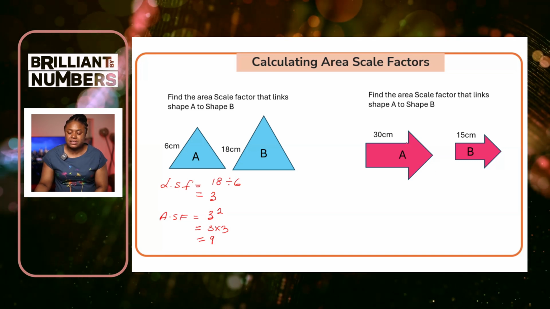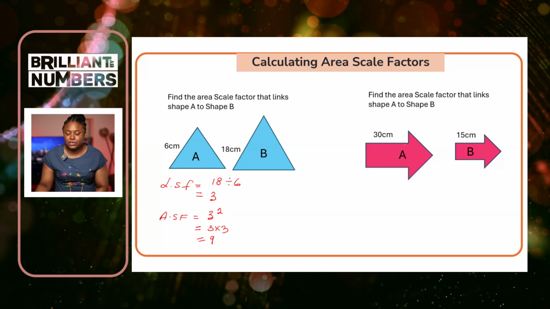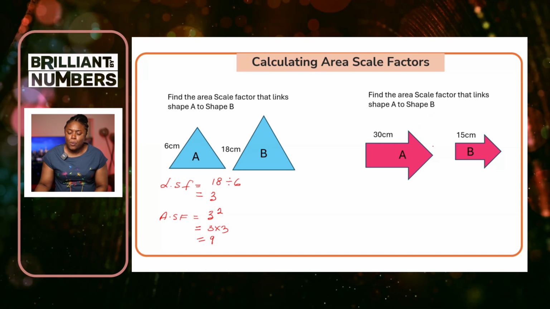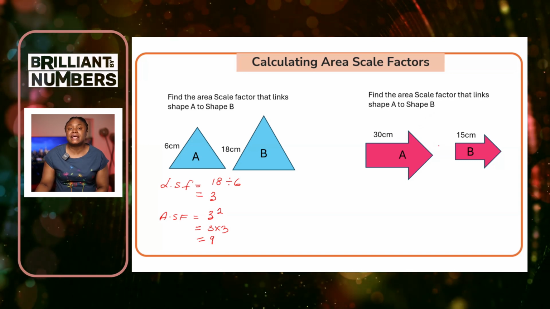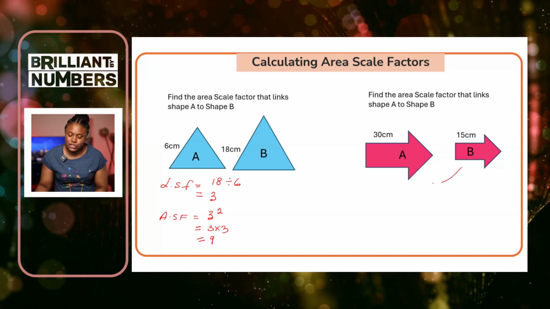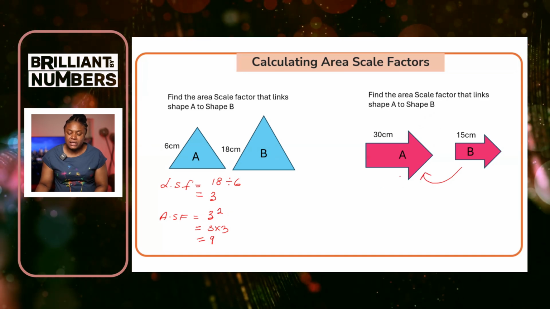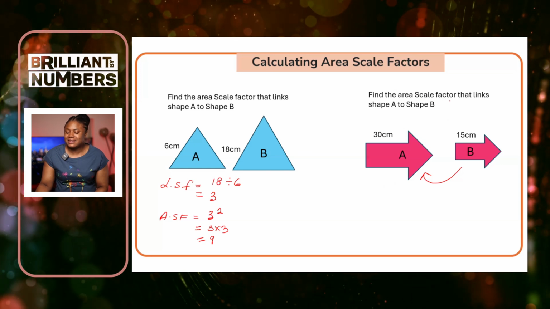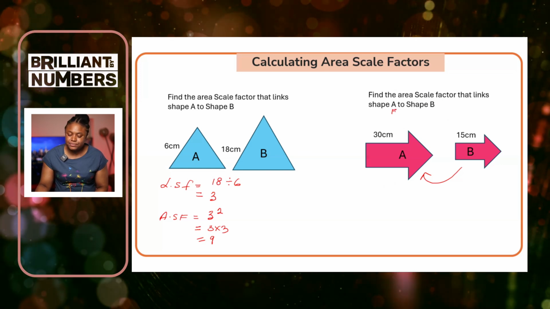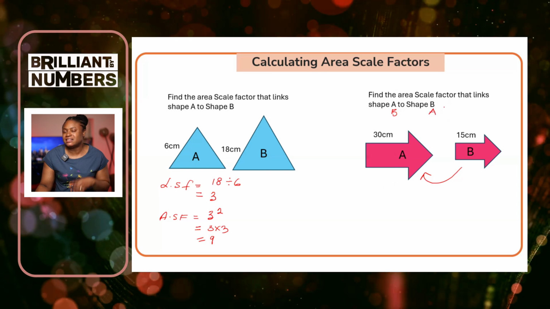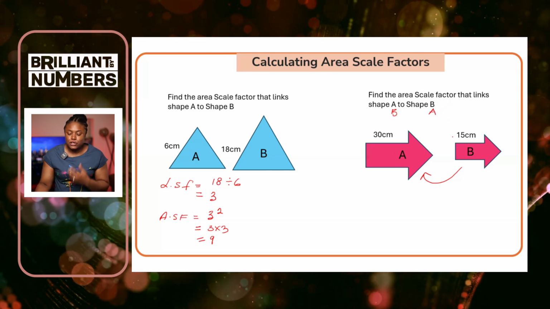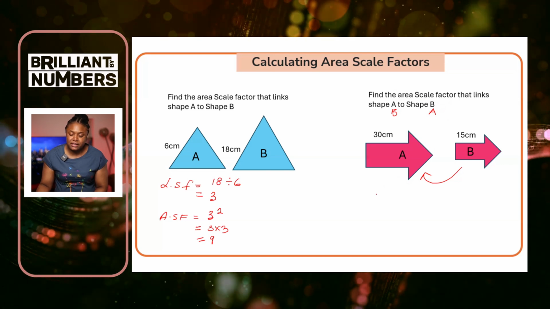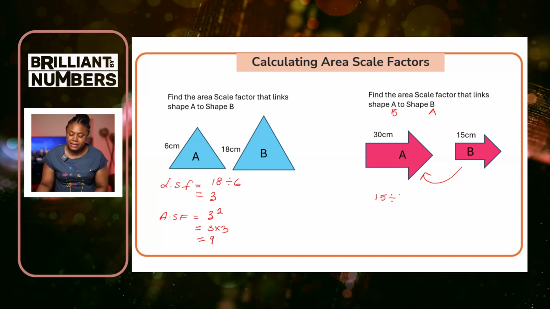So next question, similar thing that we need to do. But what I'm going to do for this one is to work the other way around to say, what is the area scale factor from B to A? So what we would need to do here, so I'm just going to change the question and swap them around. Find the scale factor that links shape B to shape A instead, just to give you that experience as well. So what we need to do is to find the linear scale factor by doing 15 divided by 30.